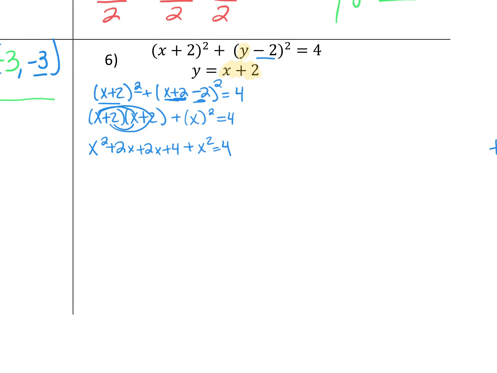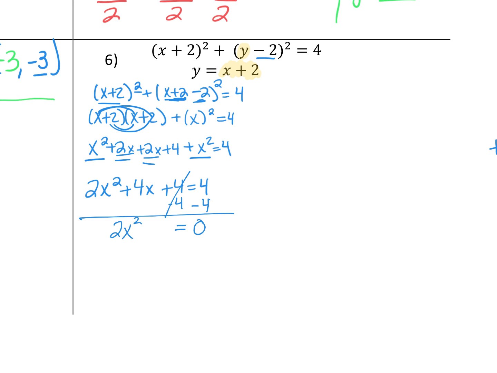So now I need to combine some like terms. So I have x squared and x squared, so I'm going to have 2x squared. 2x and 2x is 4x, plus 4 equals 4. Now, it looks like I'm going to have a trinomial on this left side, so I know my equation needs to be equal to 0 before I can solve. But what's going to happen is this 4 is also going to add to 0. So I'm going to end up with 2x squared plus 4x equals 0.